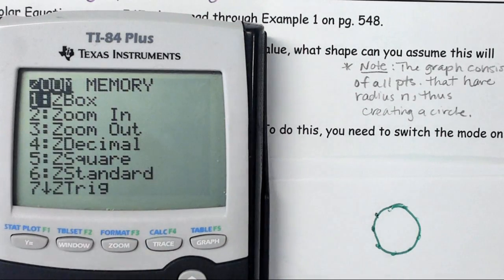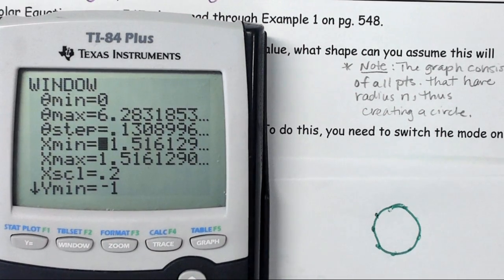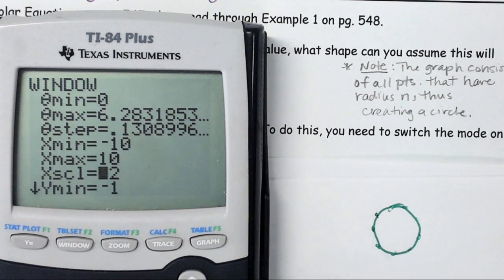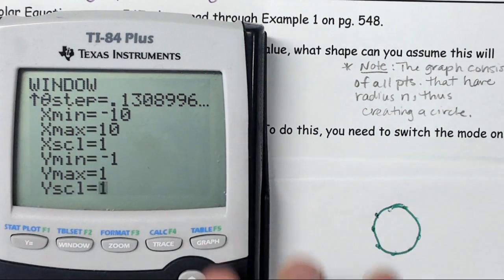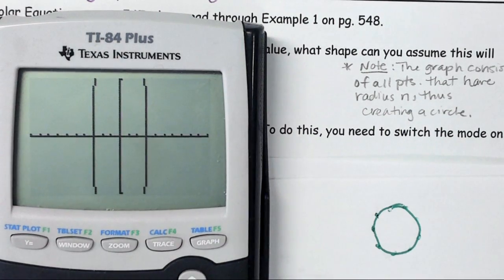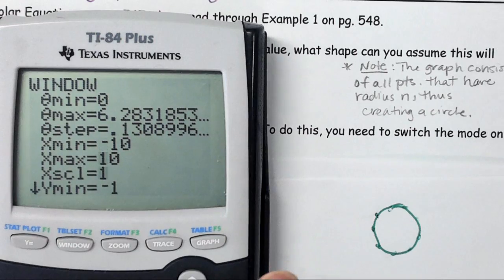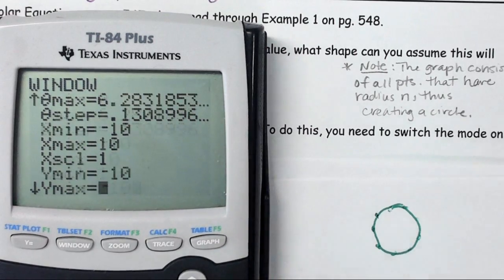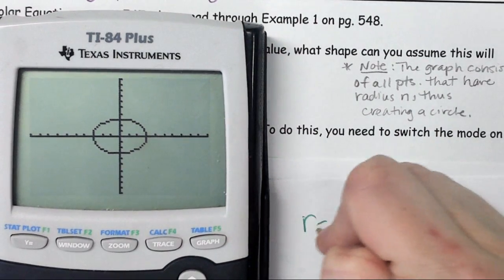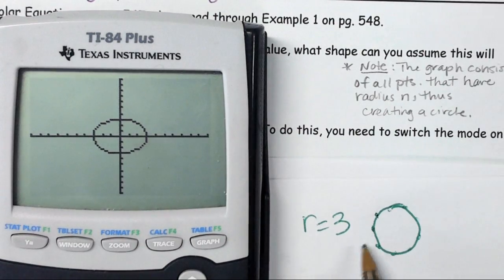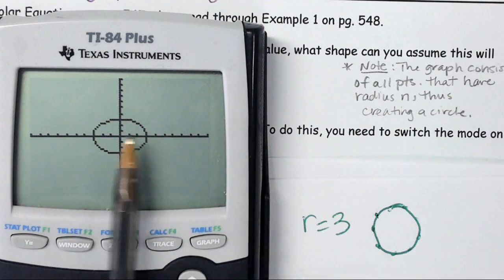Yeah. I changed my window the last hour. I'm going to change it back. Do you guys have negative 10 to 10? No. Okay, but if you change your window from something else, that's the only reason why it wouldn't be. So like my x and my y are different. It's from the book, from your example 1. So r equals 3 is what we're graphing. So if we're graphing r equals 3, it does kind of look like an oval.